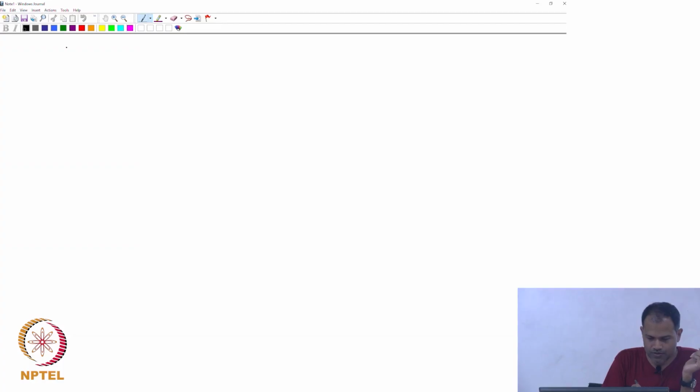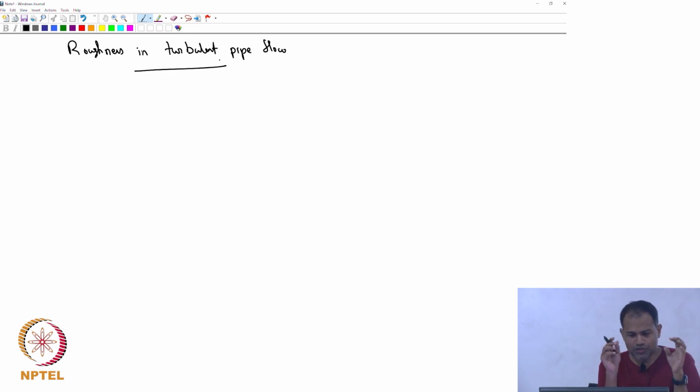So let's just make it quantitative so that you can do calculations. Roughness in turbulent pipe flow. So what we need first is some way of characterizing the roughness.